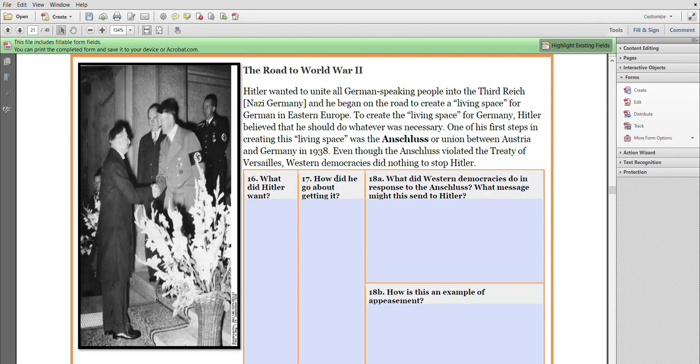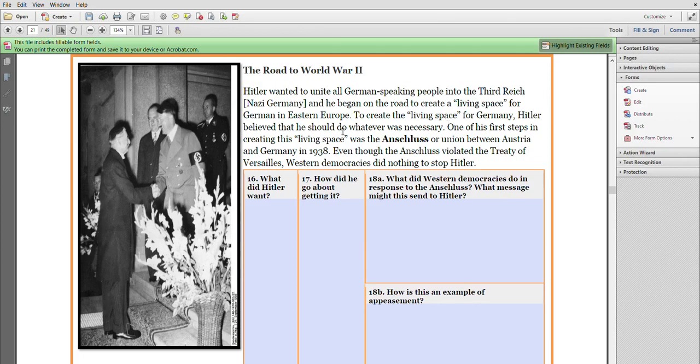Hitler wanted to unite all German-speaking people into the Third Reich, Nazi Germany, and he began on the road to create a living space for Germany in Eastern Europe. To create the living space for Germany, Hitler believed that he could do whatever was necessary.